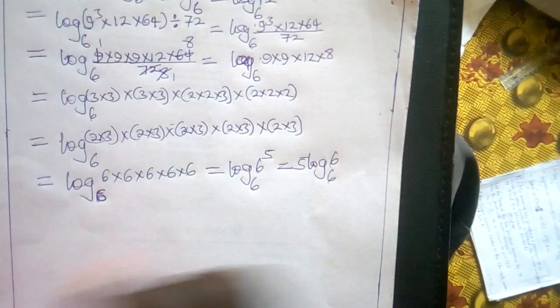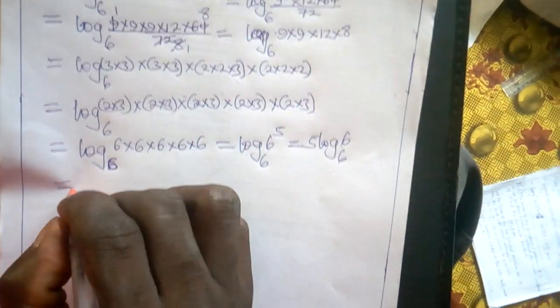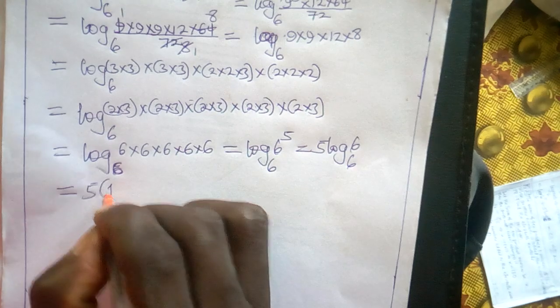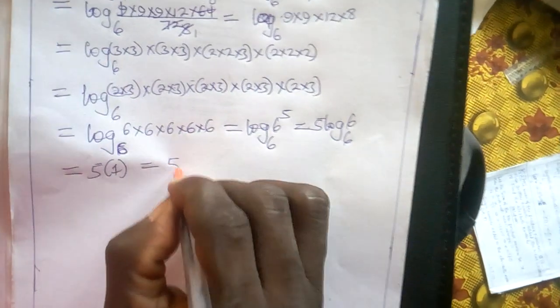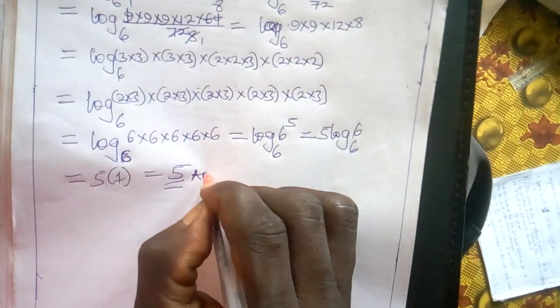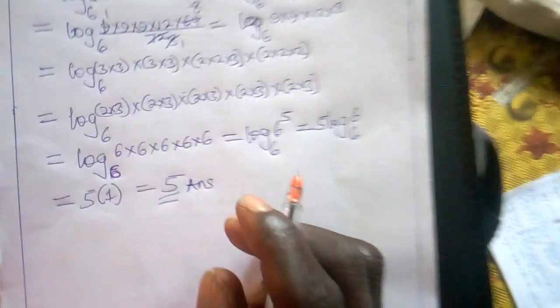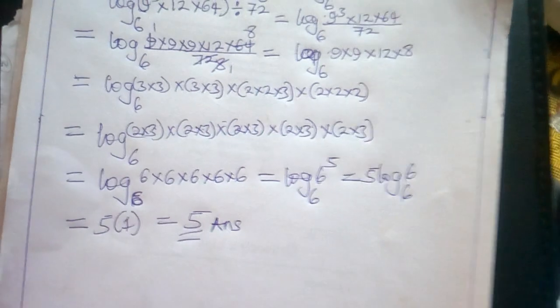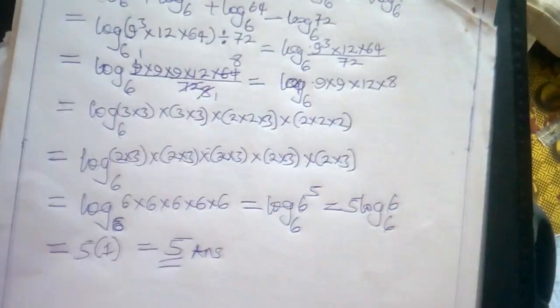And the log of a number to the same base is 1, by the logarithm principle. 5 multiplied by 1, so the answer is 5. So that's the final answer, the final answer is 5 for question number 1. And that is the end of question number 1. So in the next video we capture question number 2.